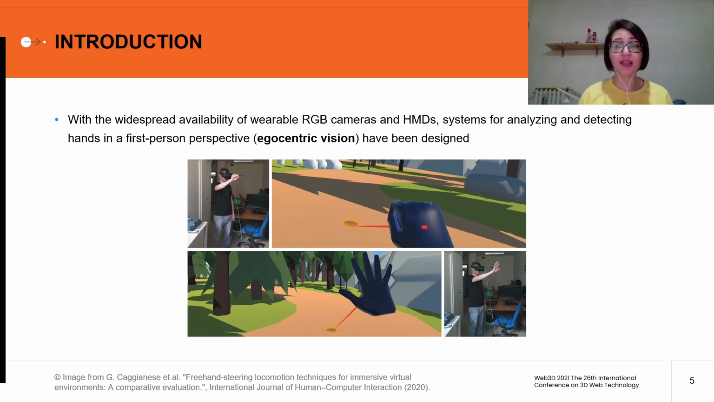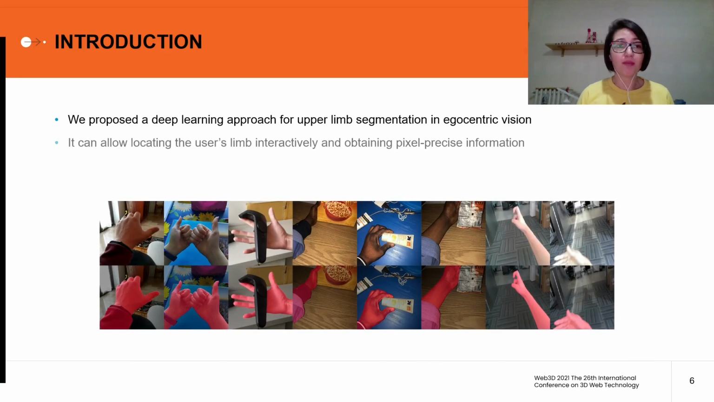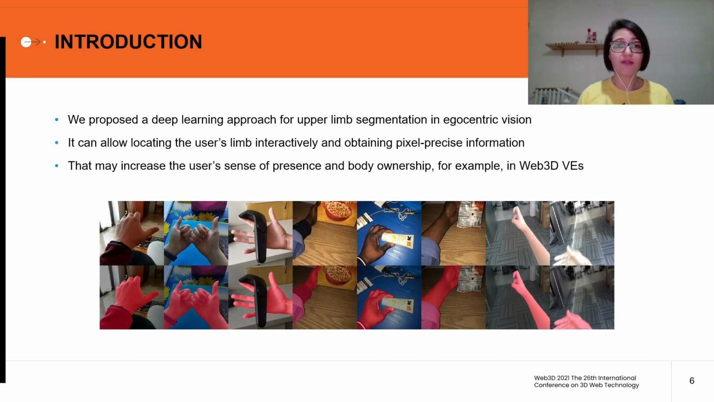The question is, can the user be more involved in virtual reality and web-based virtual environments, seeing their real hands and limbs in the virtual scene? We designed and proposed a deep learning approach for upper limb segmentation in egocentric vision. It can allow locating the user limbs interactively and obtaining accurate information at pixel level.